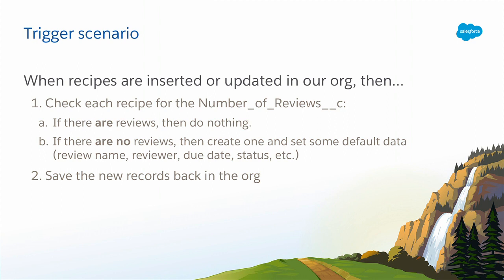I have old recipes in there that don't have reviews. I've just decided that I'm going to do this review object, and I'm like, oh, this is great. So what I want the trigger to do is, after any recipe is inserted or updated into my database, look at those and say, does it have a review? If it does have a review, do nothing. If it doesn't have a review, then I want to create a review, and I want to create it based on some of the data that relates to this recipe. So it's going to be a stub record. It's going to be assigned to somebody, have a due date, and exist. And then it's just going to save all those records back up to the org.